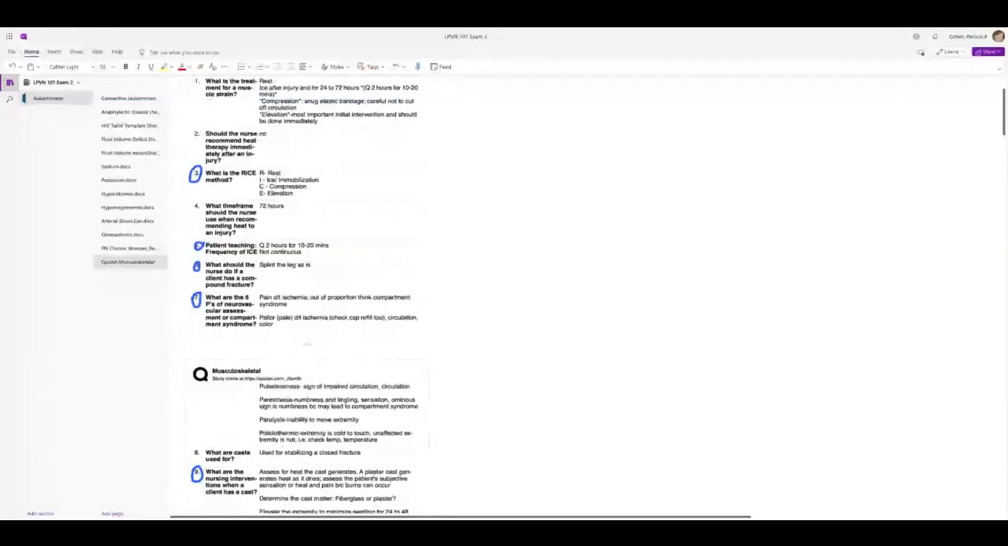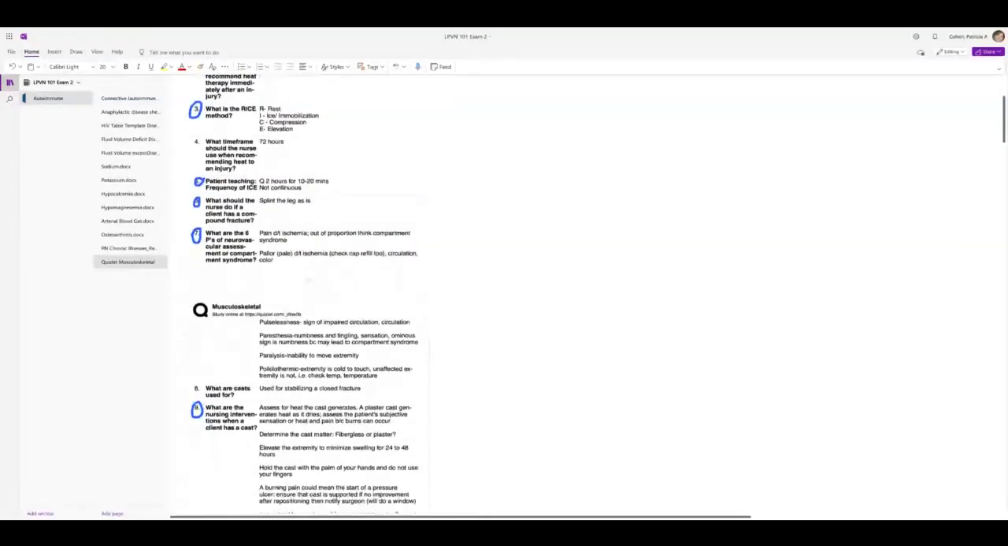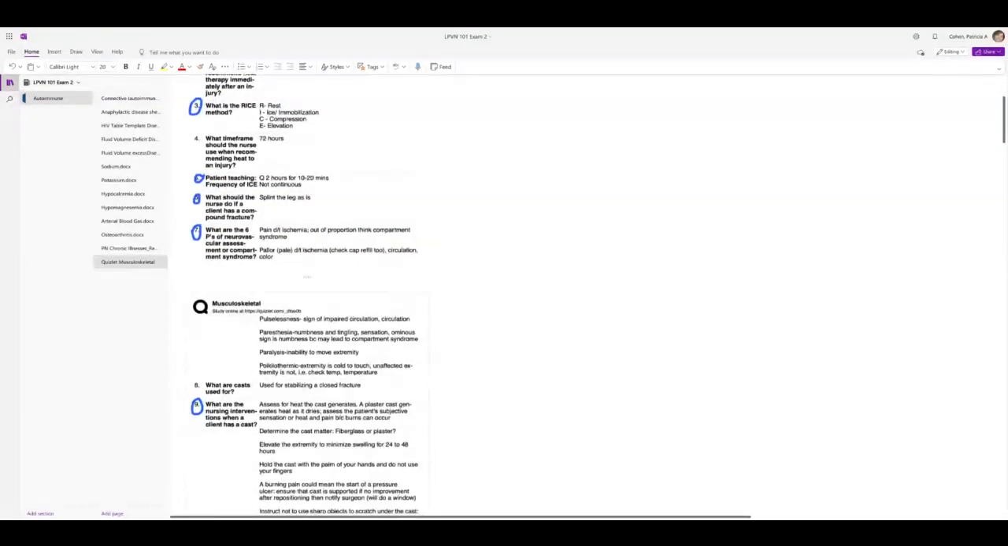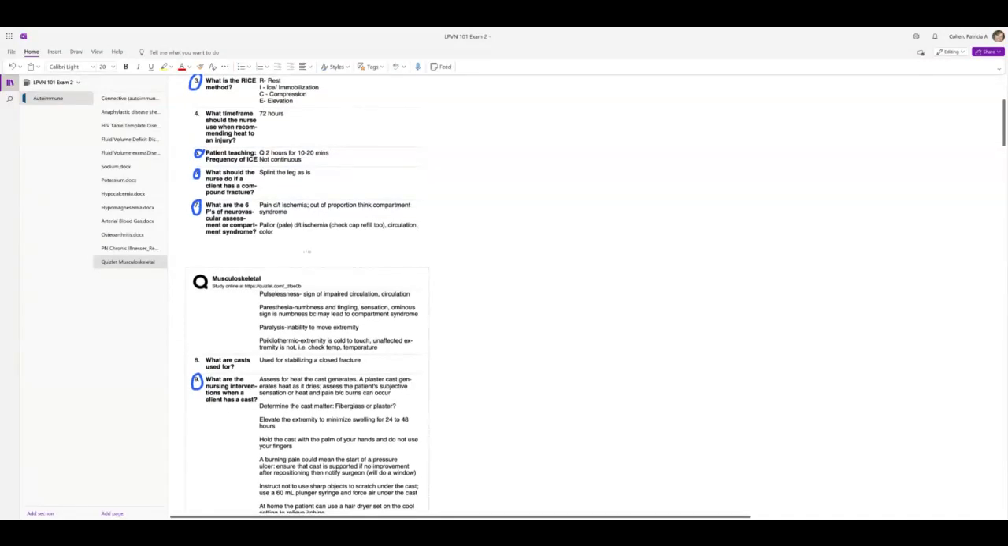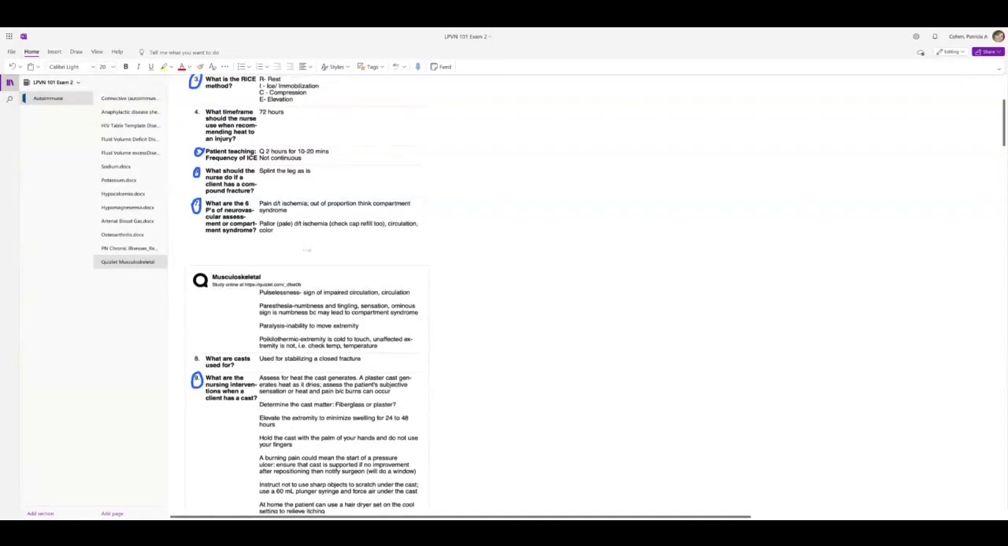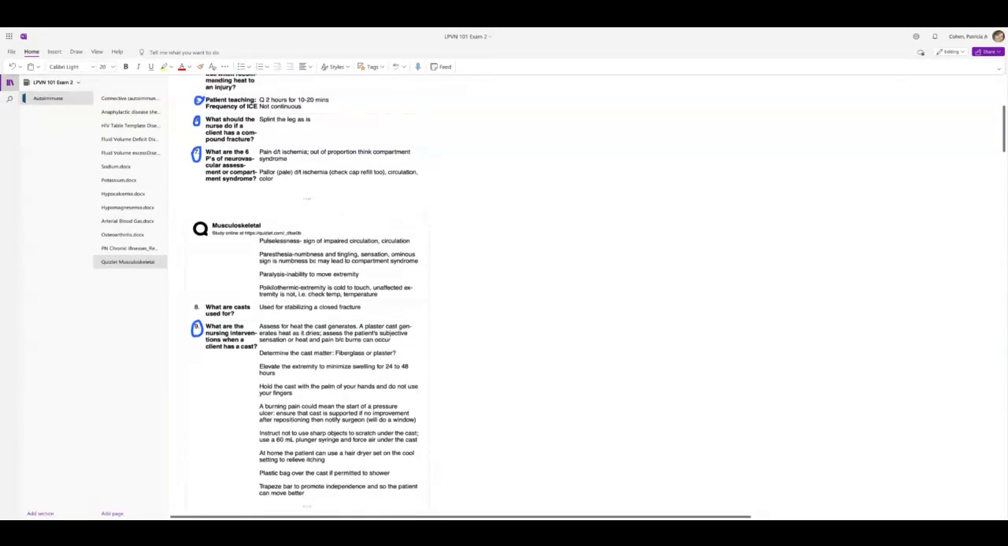And then if somebody has a cast, okay. So casts are used for closed fractures. And when you put on a cast, there's two different types of casts. It could be a fiberglass cast that dries pretty quickly. But the plaster of Paris casts take a long time to dry. So you're going to ask what kind of cast the person has. Okay. As the cast dries, it generates heat. So you're going to have to ask the patient about it because they can get a burn from that. Okay. So you need to know that.